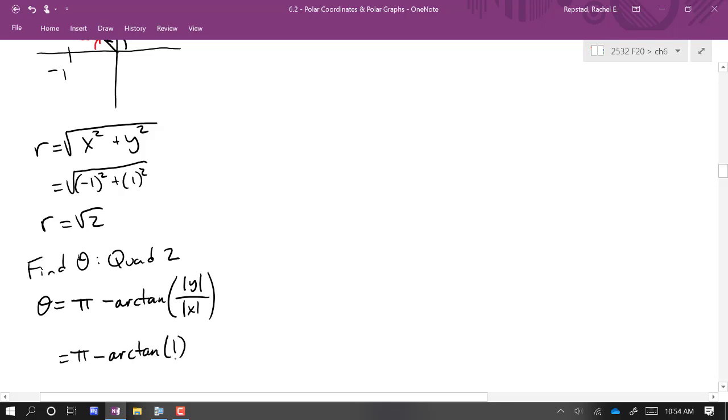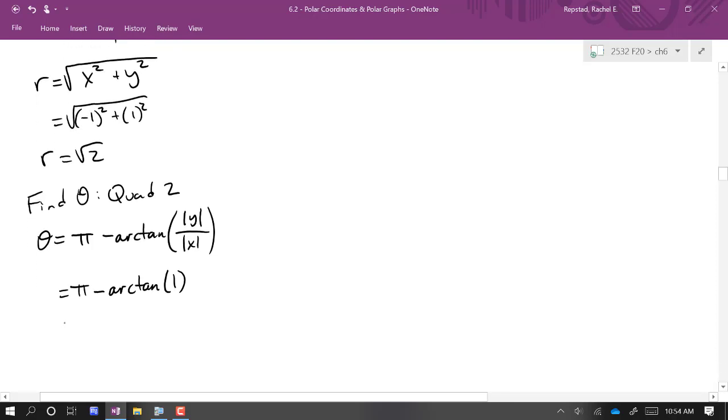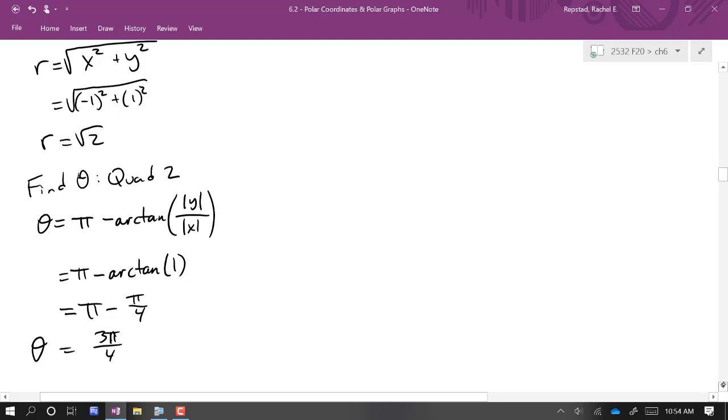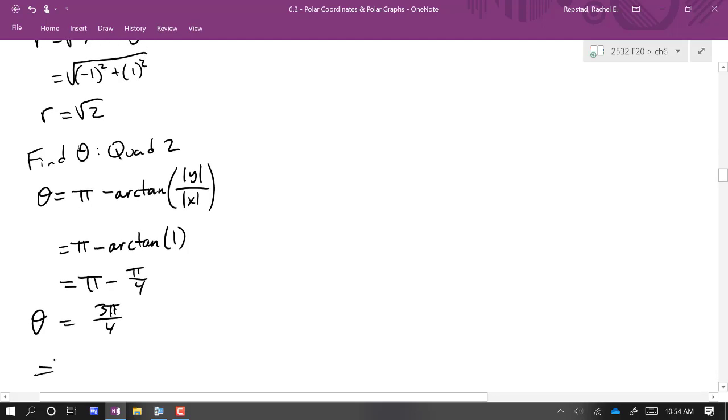Arctan of 1. Arctan of 1 is pi over 4. So we get 3 pi over 4. And that means that our polar coordinates, our r, theta, is square root of 2, 3 pi over 4.